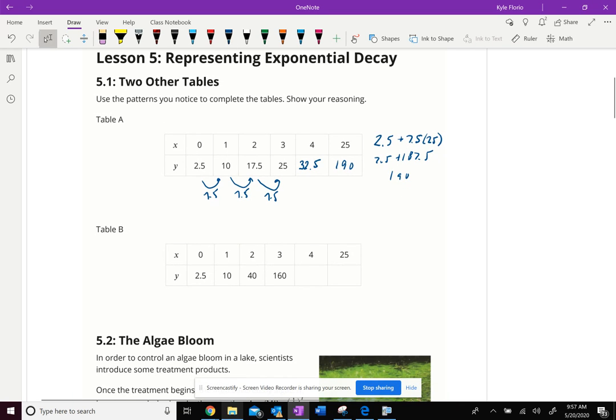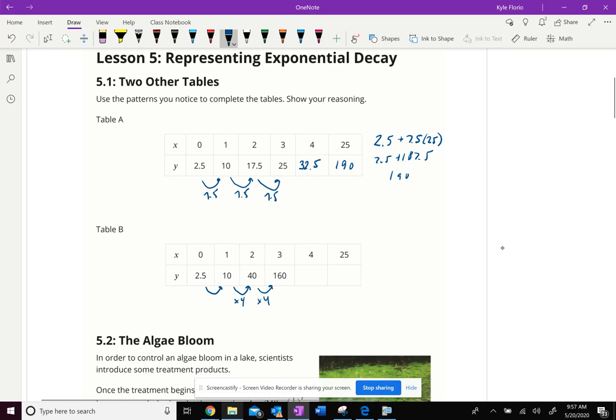This bottom one here, let's see what's happening. I'm going to ignore this first one. I'm going up by 30 here, but then if I went up by 30, I'd get to 70, not 160. Another way I can go from 10 to 40 is if I multiply by 4. And if I do 40 times 4, I get 160. So I think 2.5 times 4 is going to give me 10. Let me check that. 2.5 times 4. Yeah, that's going to give me 10.